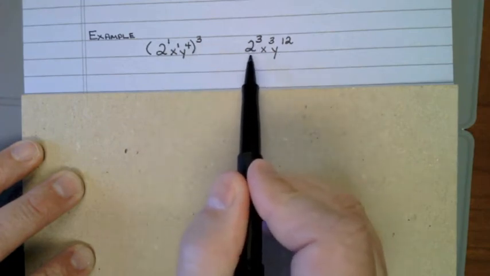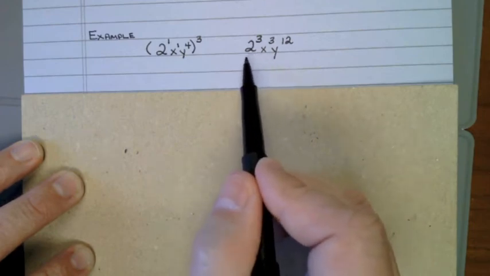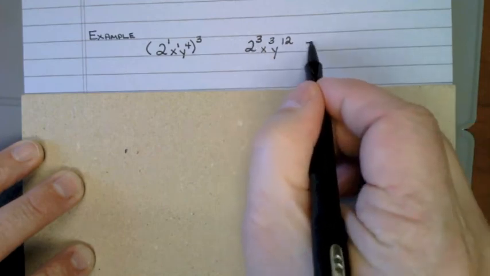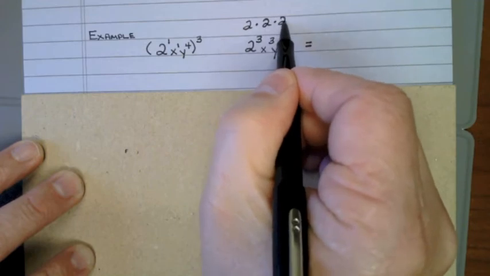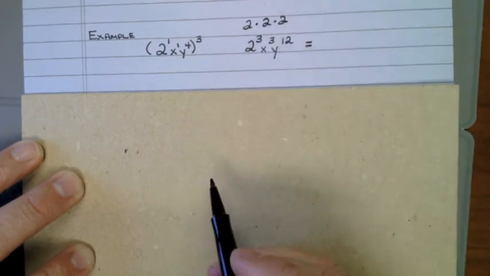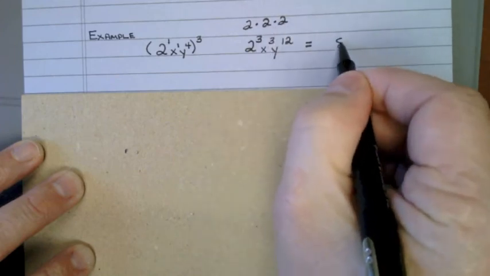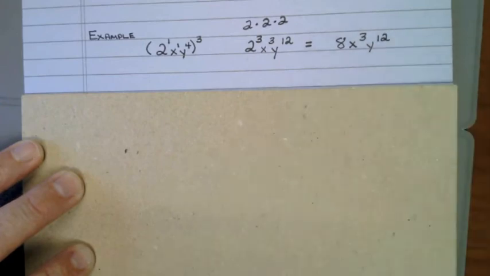Looking at what I have here, one of these I can actually do some more math. One of these I can actually raise to the 3rd power, and I know what it is. That would be this part right here. I actually need to figure out what 2 times 2 times 2 is and write that coefficient down in the front. 2 times 2 is 4, times 2 is 8. 8 x to the third y to the 12th.